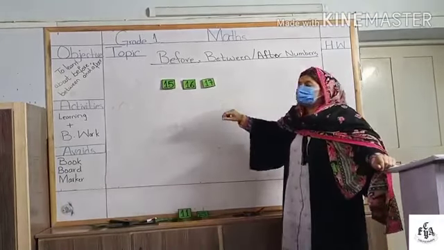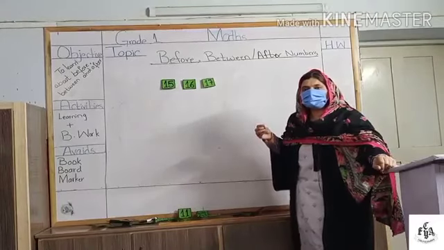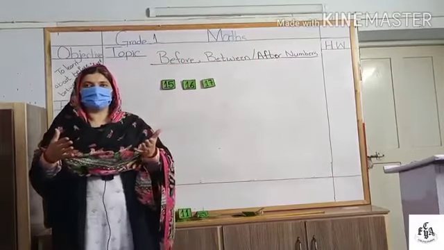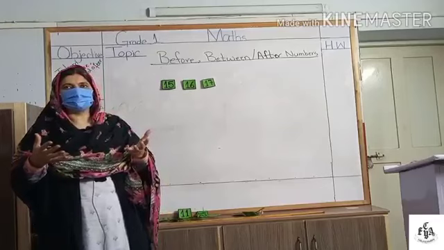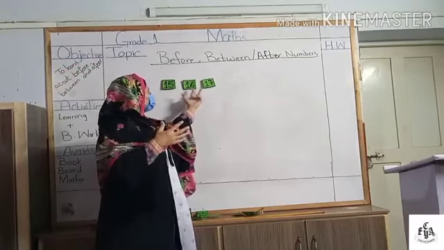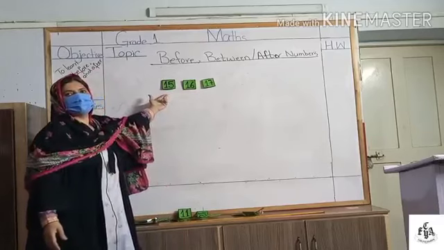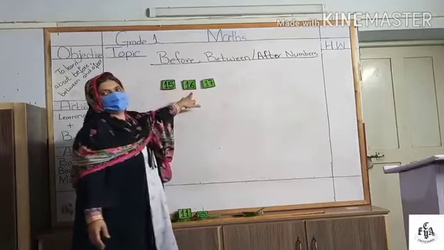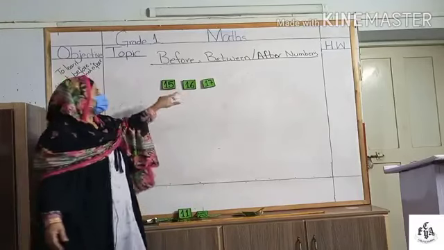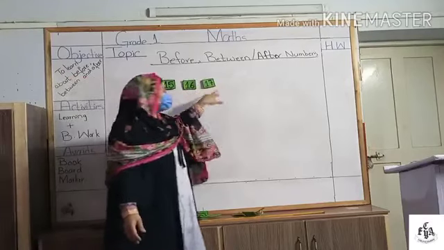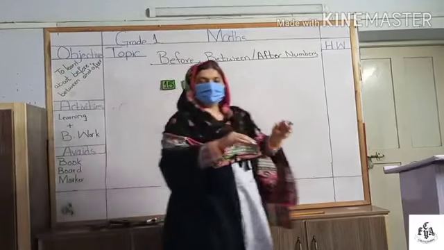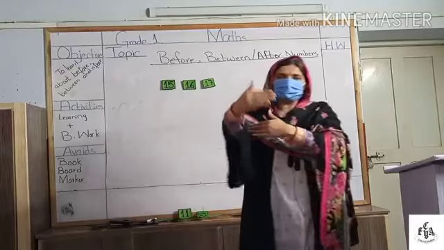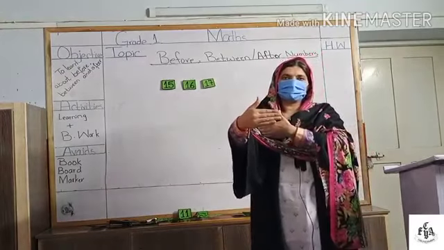Okay? Now, look at here. Do you know what is before? Before means pehle, which comes first. From these two, the first number is 15. What comes before 16? 16 se pehle kya aata hai? 15. And what is after 16? After means baad mein, piche and aage. Understand? Jo ek cheez aage hoti hai aur ek cheez piche hoti hai.